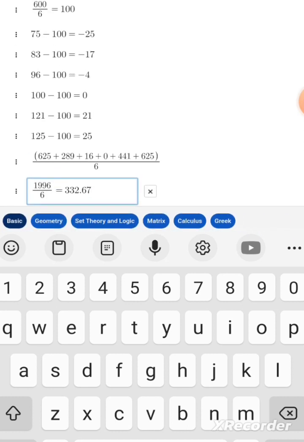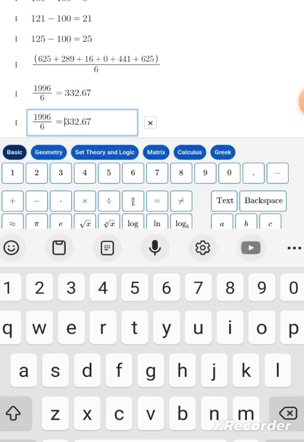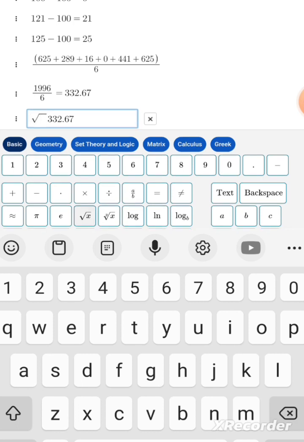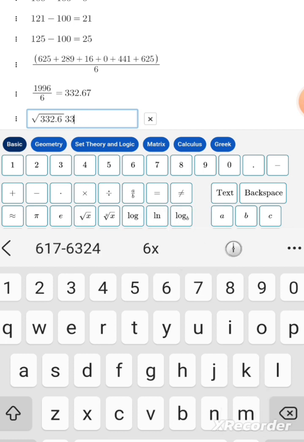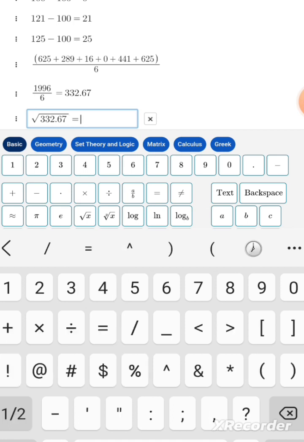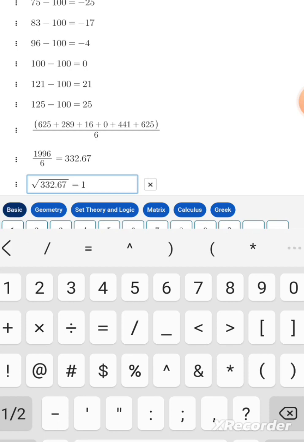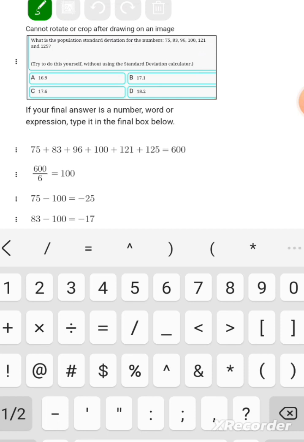Now that we know that's the variance, we need to take the square root of that variance to find our standard deviation. So it's going to be the square root of 332.67. And what do we get when we do that? Well, we get something close to, I think it's like 18.24 or something, but 18.2 is going to be the closest we get to the answer there.